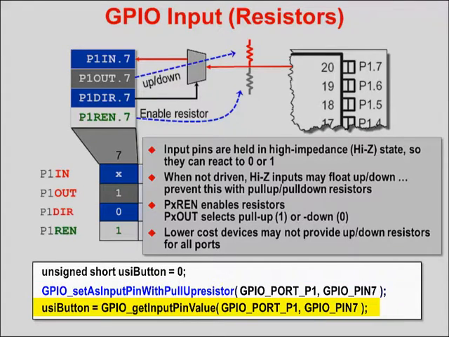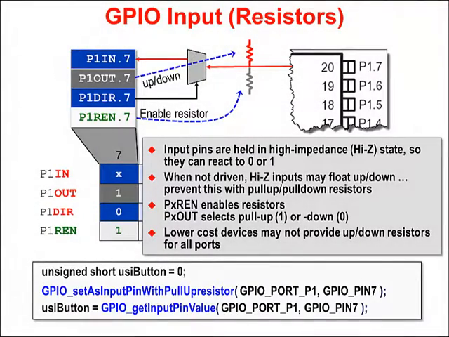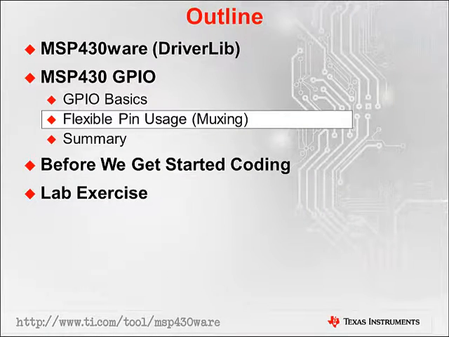And then when we want to get the value from the pin, we can set our variable equal to the get input pin value. So this code becomes very readable, and it means I don't have to understand all the intricacies of the registers in order to make them work. Doesn't hurt to know that stuff, but it's not really required. Okay, so that's the basics. We got input and output on general purpose input-output pins.